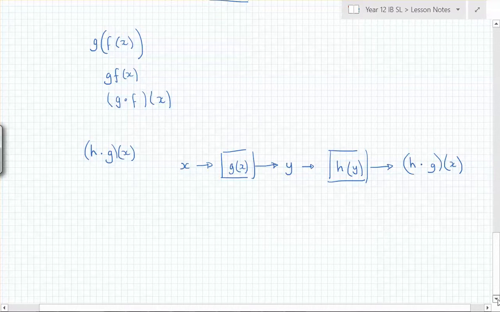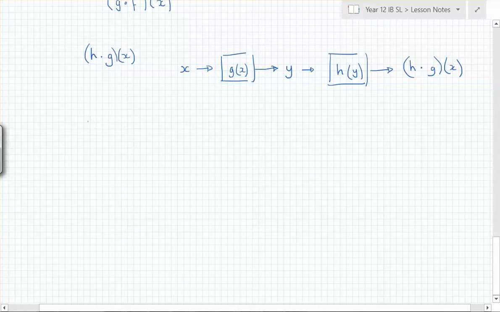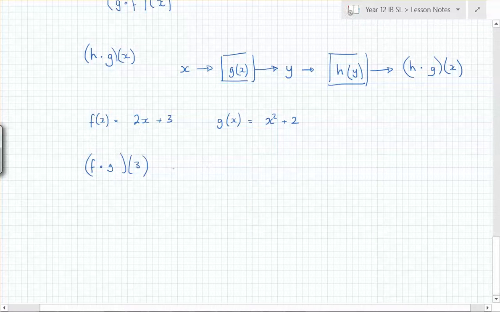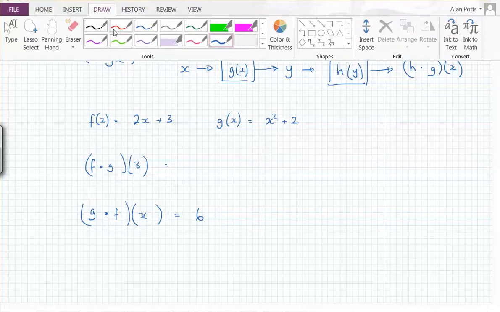So, if I were to state to you that f of x equals 2x plus 3 again, seem to like that one, and g of x equals x squared plus 2, if I said to you what is f of g of 3, for instance, or g of f of x equals 6, okay, again, substitute, solve, right? How would we go about doing the first one?